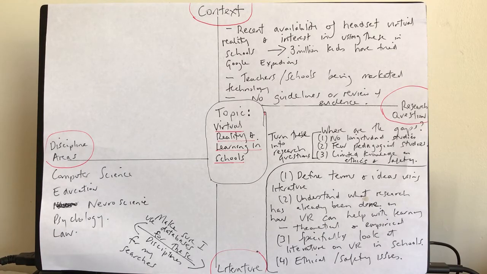So what do I want to do? Well, this thing called virtual reality, what is it? I know what it is, but will teachers know what it is? Will my audience know? And you can never assume that your audience will know. So make sure you define terms and concepts and ideas from the literature. Don't make them up yourself. You need to read the literature to see how they define the key concepts and terms.